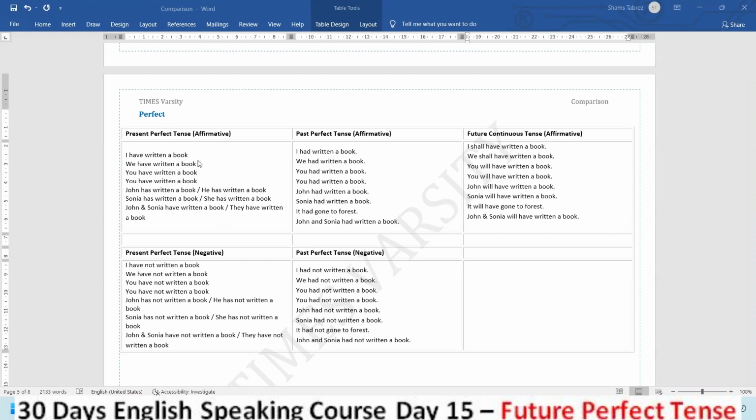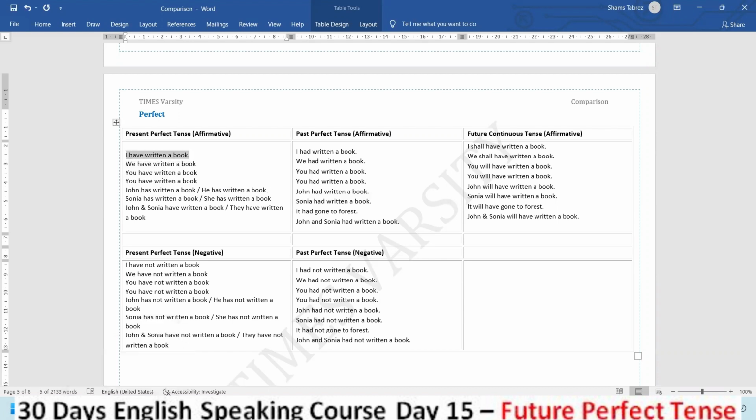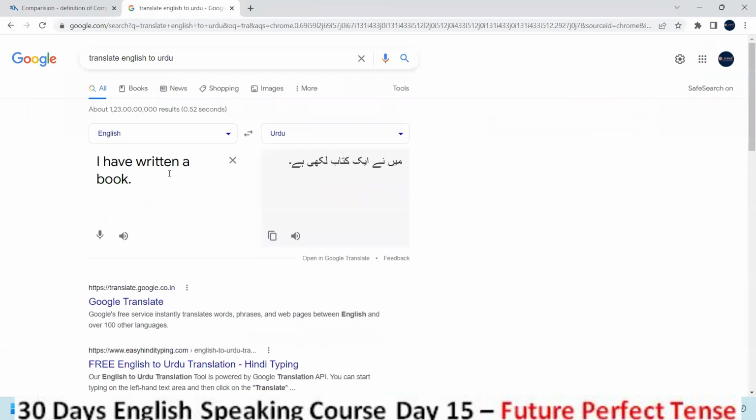I have written a book. मैंने एक बुक लिखी. मैं एक बुक लिख चुका हूँ. So let me copy this one and paste in translation. I have written a book. मैंने एक किताब लिखी है, या लिख चुका हूँ, right? So you can translate like this. मैंने एक किताब लिखी है.